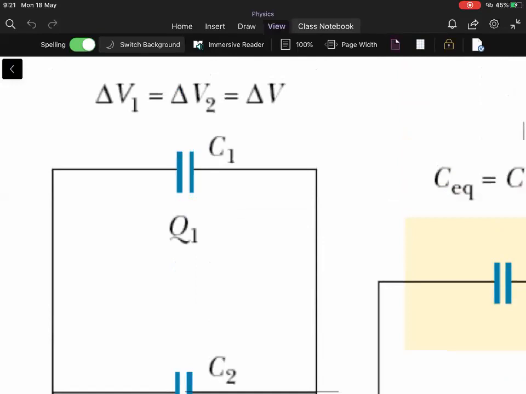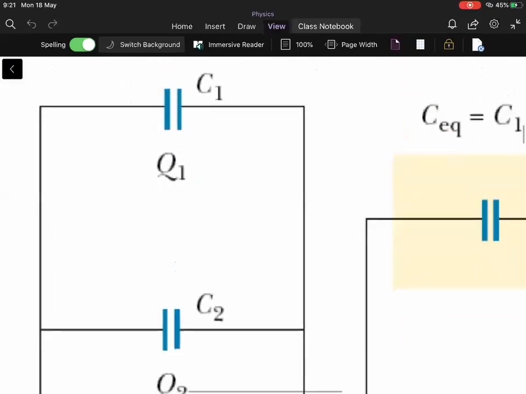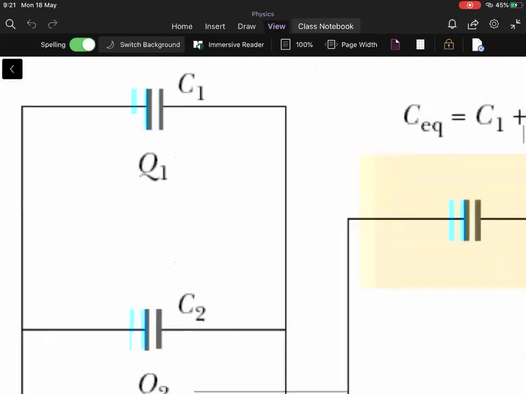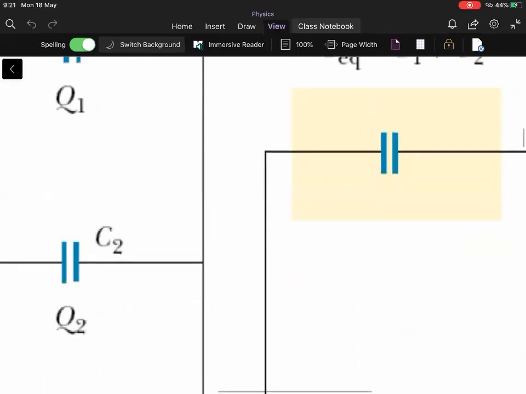Now here the charges Q1 and Q2 get deposited, rearranged, plus Q1 on the left side and minus Q1 on the right side. Net charge of the system is still 0. Only thing is, because of the battery, charge got redistributed. So this Q1 will be equal to C1 delta V and this Q2 will be equal to C2 delta V, as per the basic formula.